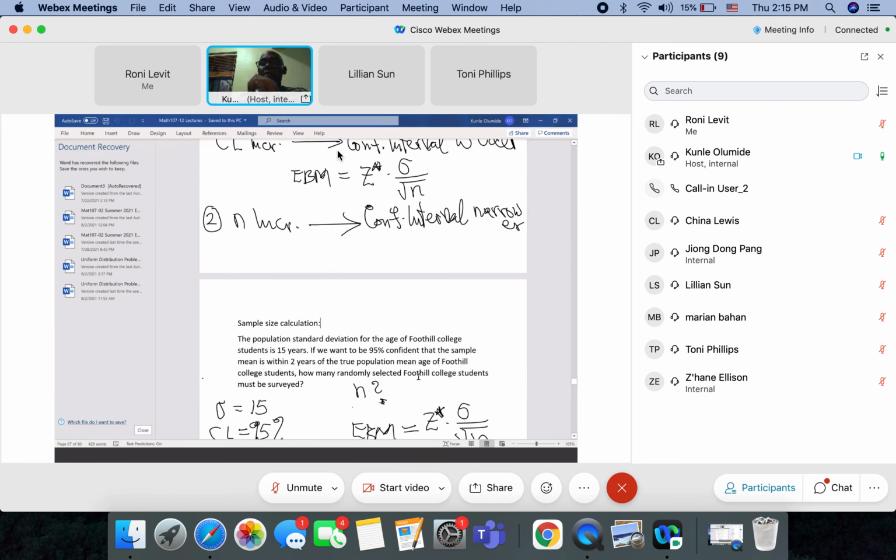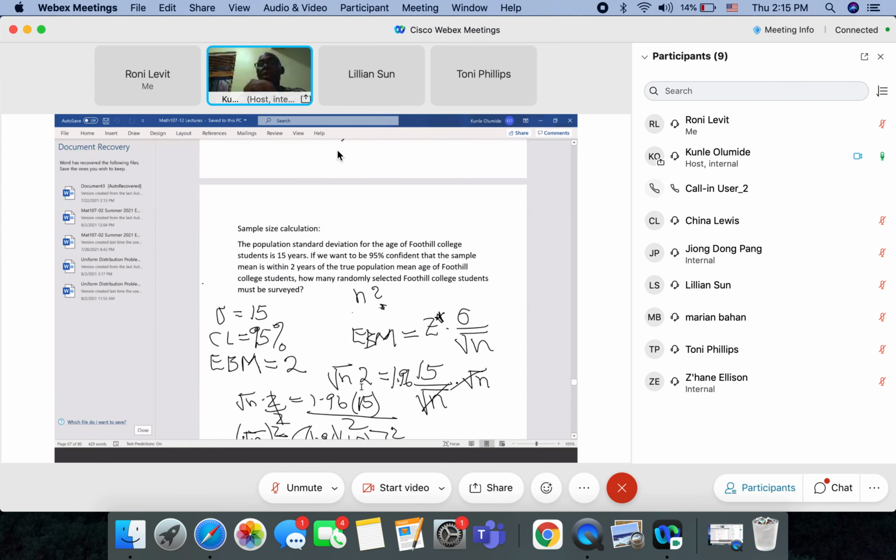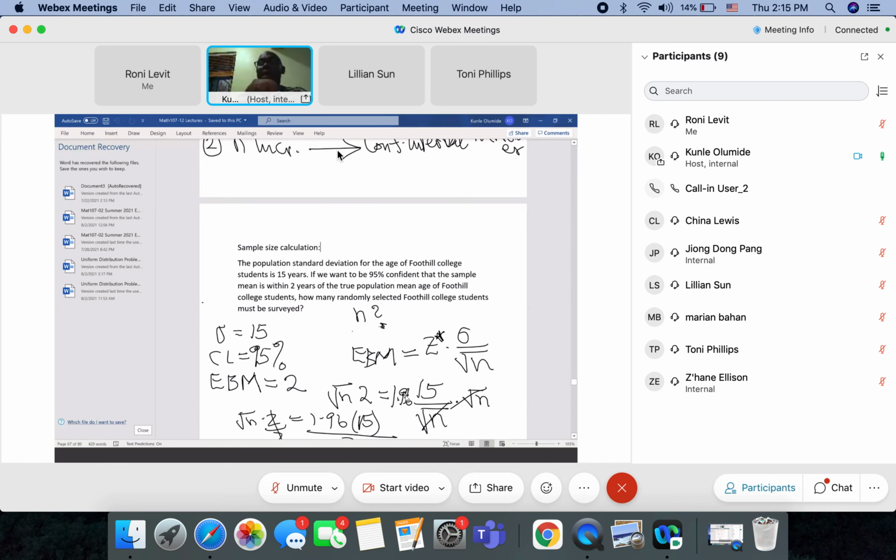Okay, so let me show you what I did over here. Sigma is 15, confidence level 95%, EBM equals 2, right? Then as a formula again, EBM equals Z star times sigma over square root of N, right? So you got 2 equals 1.96 times 15 over square root of N. Could you write this down and try to solve for N? Let me know what you got.